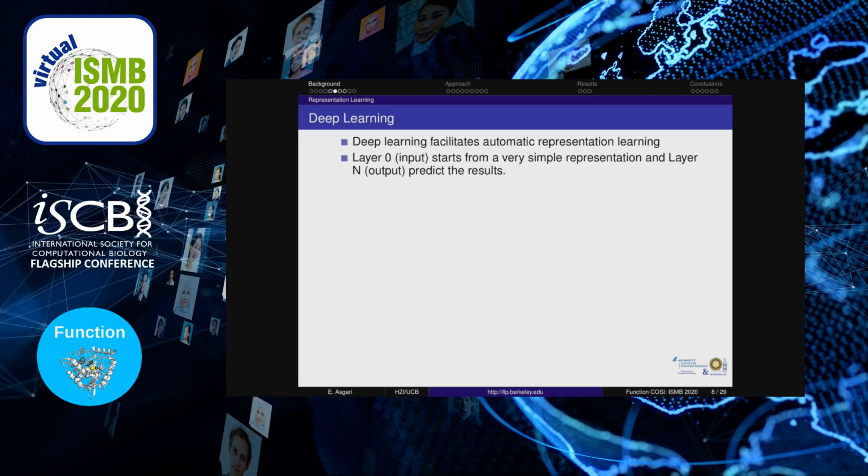We start from a very naive representation at the input layer, and at the output layer, layer n, we predict the results. The output layer and the input layer are connected through some internal layers, whose parameters are going to be trained based on the error calculated at the output layer, which is backpropagated to the layer 0.